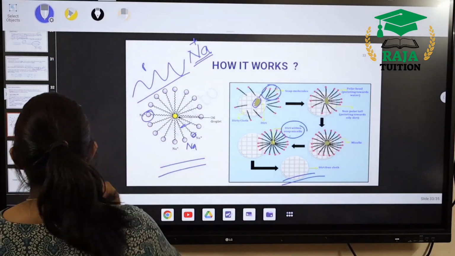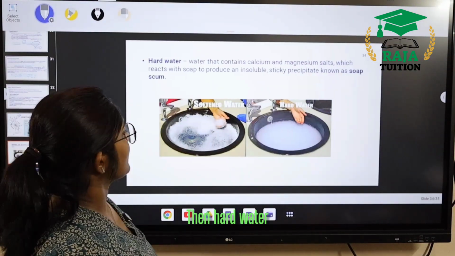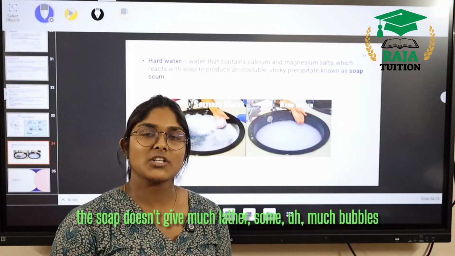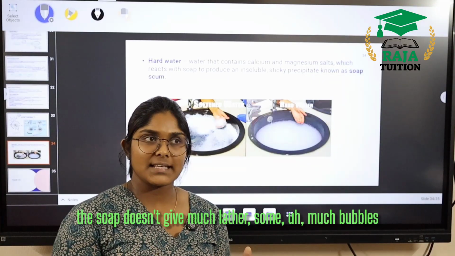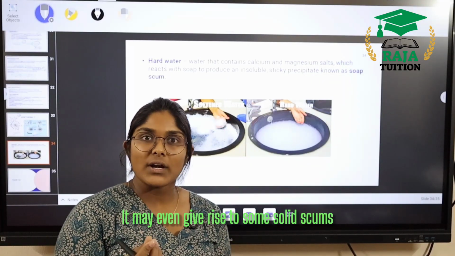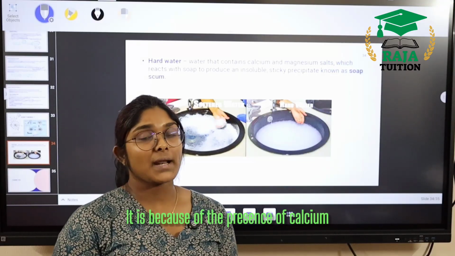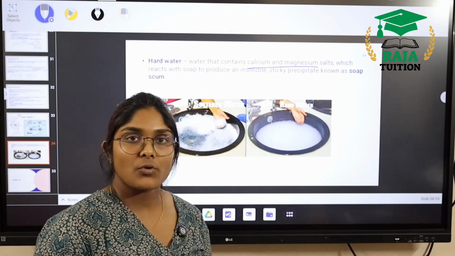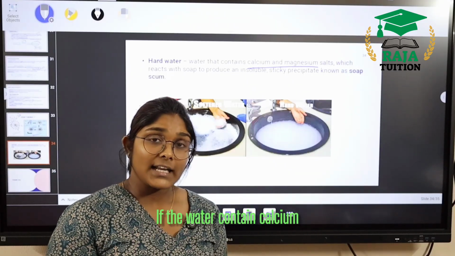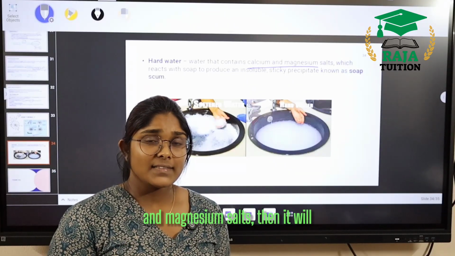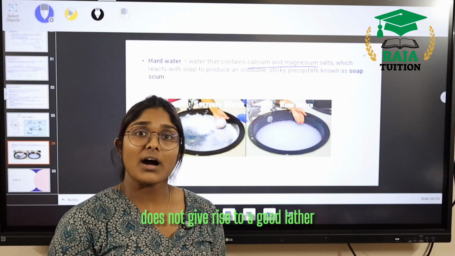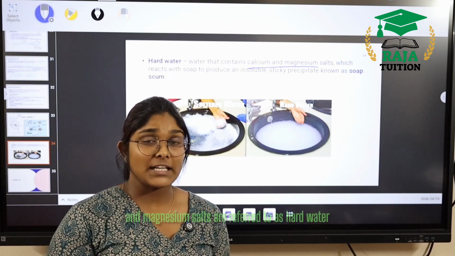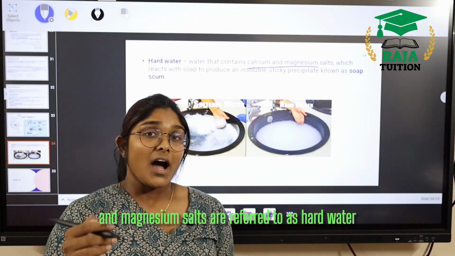Okay. Then, hard water. You might have seen that in some water the soap doesn't give much lather, much bubbles. It may even give rise to some solid scum. It is because of the presence of calcium and magnesium salts. If the water contains calcium and magnesium salts, then it does not give rise to a good lather, and that kind of water is referred to as hard water.